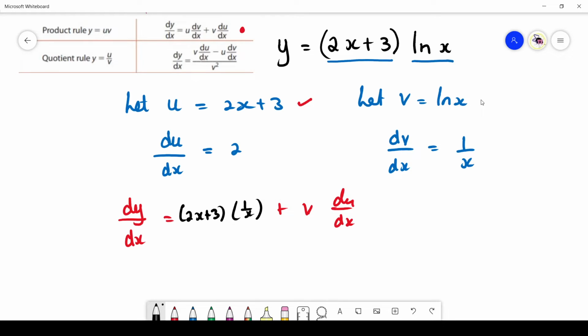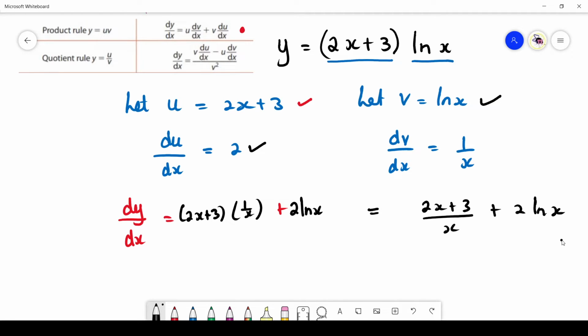Next up, we're going to identify v, and v is ln of x, so we're going to write that here. And lastly, we're going to look for du/dx, which happens to be 2. And when it comes to constants, you would put your numbers in front of your functions. Now we can clear this up by writing (2x plus 3) over x plus 2 ln of x. And that's our final answer. That's how you would apply the product rule.